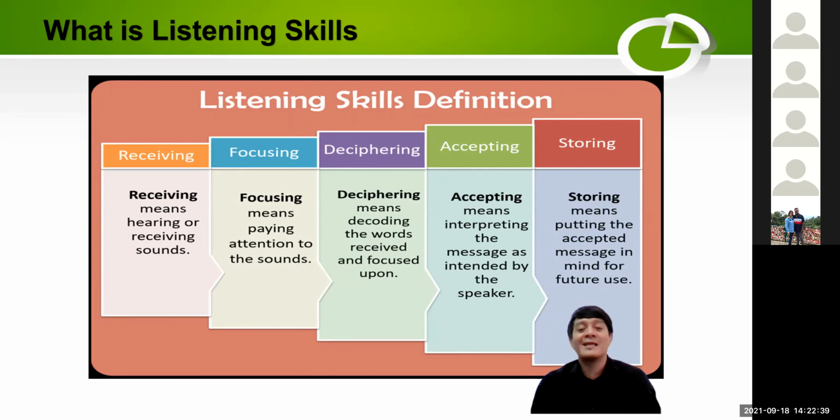Accepting means interpreting the message as intended by the speaker. For example, you hear something, and you interpret what you have heard because you have already decoded it. Now that you have decoded it, you're trying to accept the interpretation. Storing means remembering. That means when you listen, you remember what the client has said. When they say that they are Muslim, they don't eat haram foods. So you don't forget, because you have deciphered and accepted. Now you store the information.